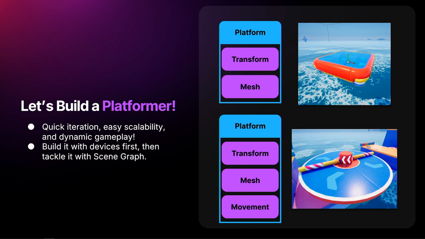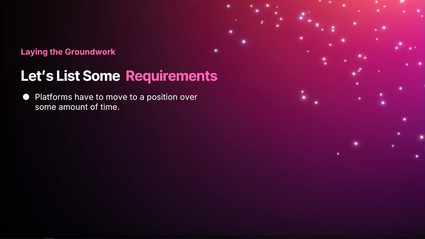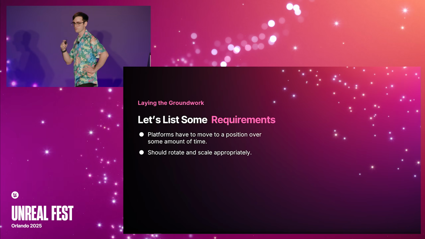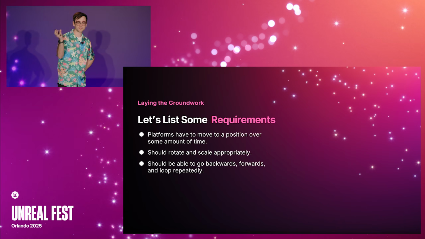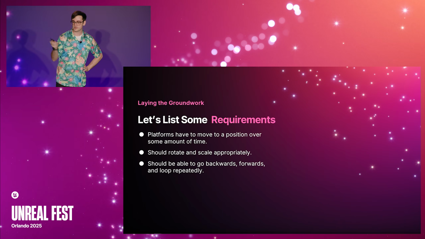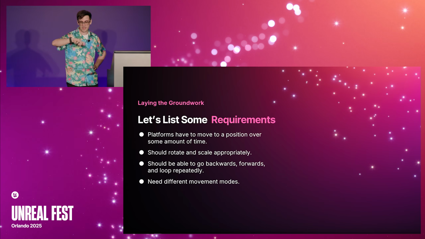So, like I said, we're going to build it with devices first and then tackle it with Scene Graph. So let's list some requirements. I want platforms. I want them to move to some position over some amount of time. I want them to rotate and scale appropriately as they move. I want them to be able to go forwards, backwards, loop repeatedly. I need different movement modes. I want them to speed up, slow down, wiggle all around, do all these sorts of things.